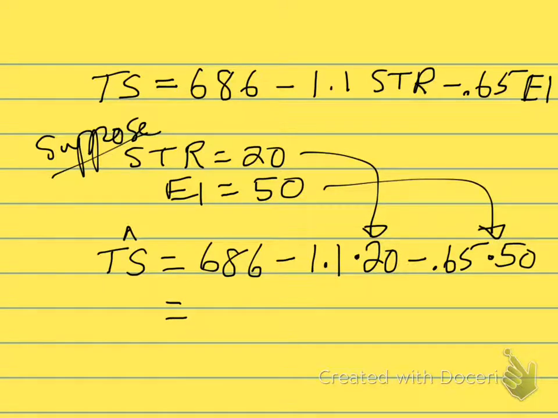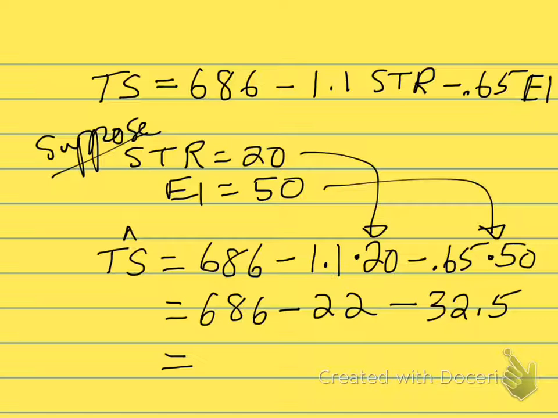So now we just go and do the math. We have 686. 20 times 1.1 is 22, so minus 22. And then 0.65 times 50 is 32.5. I could be wrong on the math, I'm just doing it in my head. So we have 686 minus 54.5, so that's 631.5, I think. That's our predicted test score for that school.